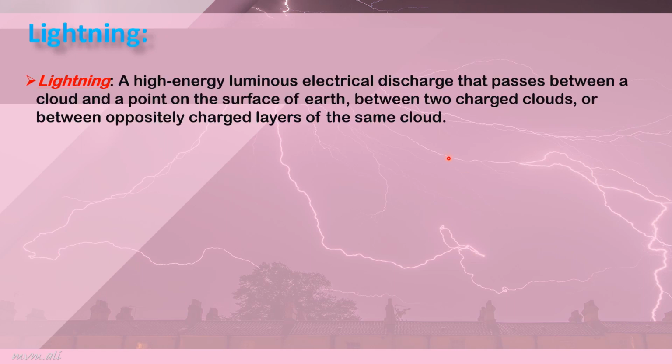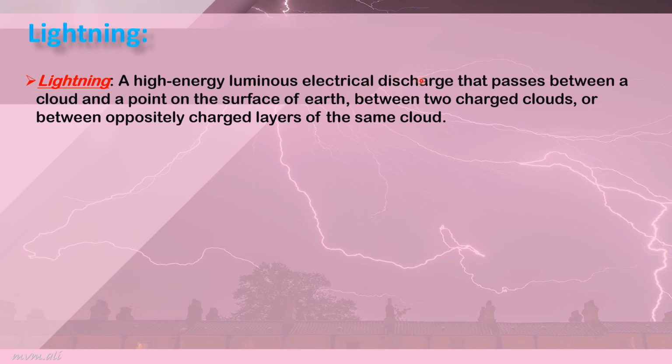It is a high energy luminous electrical discharge that passes between a cloud and a point on the surface of Earth. That is one possibility. Or between two charged clouds. Or between two oppositely charged layers of the same cloud. There are three possibilities there. Ultimately, it is an electric discharge.